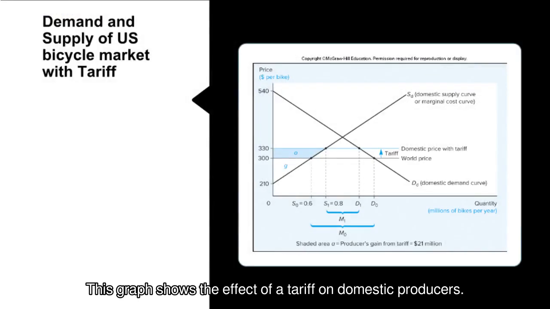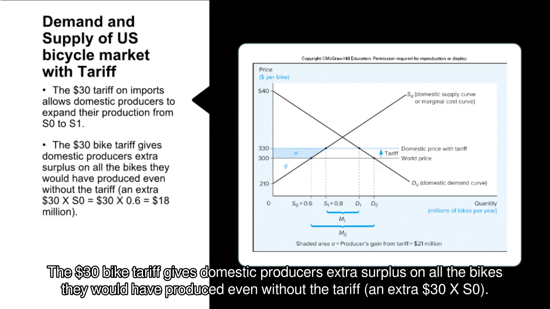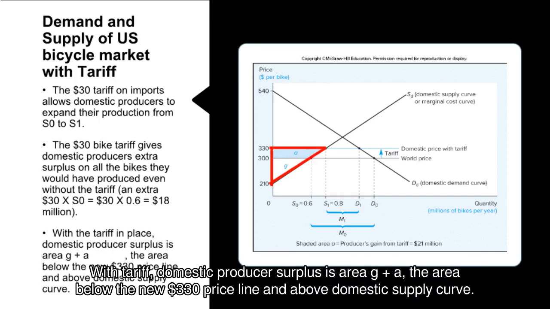This graph shows the effect of a tariff on domestic producers. The $30 tariff on imports allows domestic producers to expand their production from S0 to S1. The $30 bike tariff gives domestic producers extra surplus on all the bikes they would have produced even without the tariff, an extra $30 x S0. With tariff, domestic producer surplus is area G plus A, the area below the new $330 price line and above the domestic supply curve.